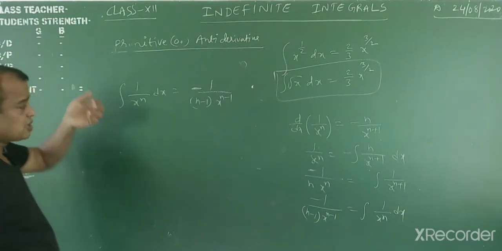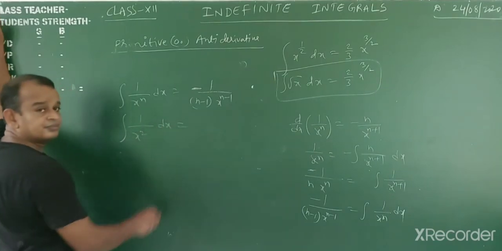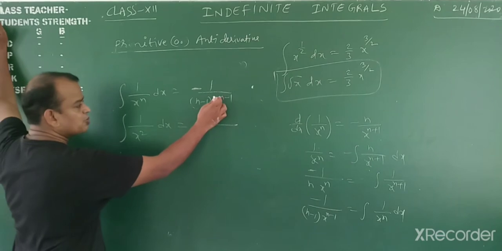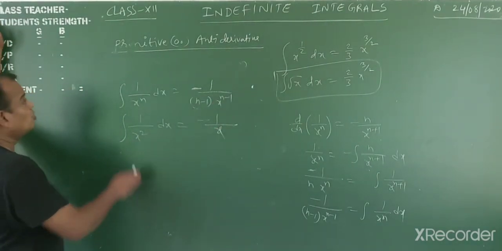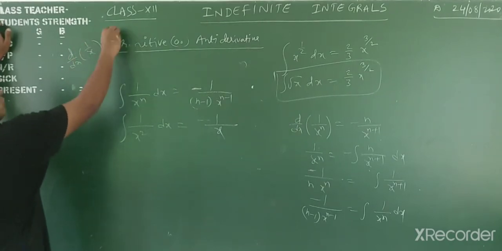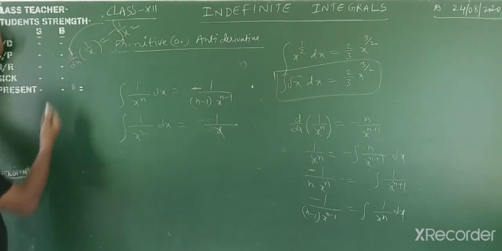Suppose n value is 2. The integral of 1 by x square dx is minus 1 by (2 minus 1) x^(2 minus 1), which means minus 1 by x. Simple. You know that formula, the derivative of 1 by x. Actually, the derivative of 1 by x is minus 1 by x square. Derivative this side, integral that side. The integral of 1 by x square is equal to minus 1 by x.